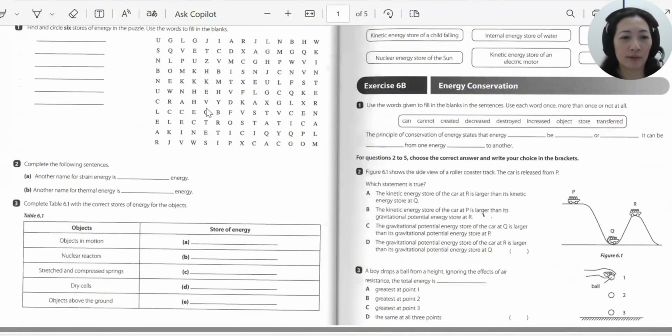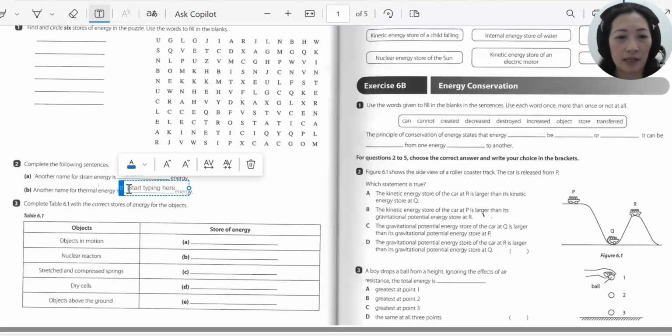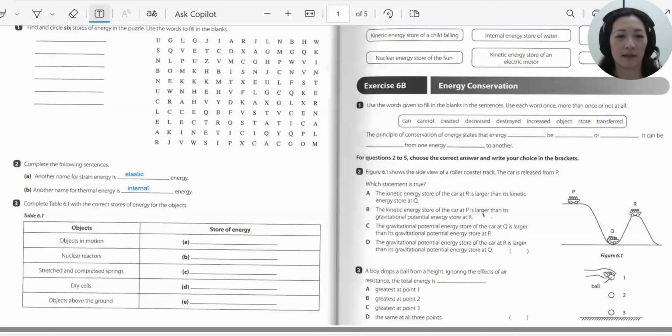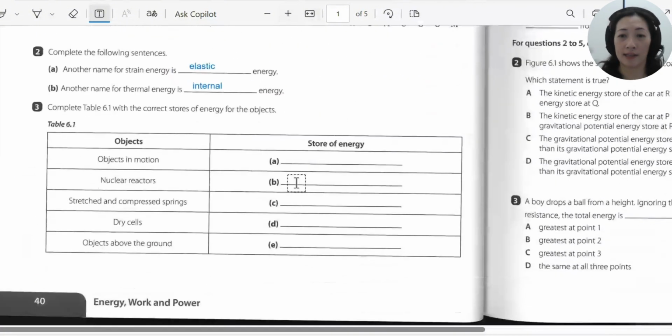For question 2, complete the following sentences. Another name for strain energy, as you should have learned, is elastic energy. Another name for thermal energy is internal energy. I'm just going to zoom in so that you can see the answers. If you've already completed this exercise, then of course skip to the exercise which you need help in.